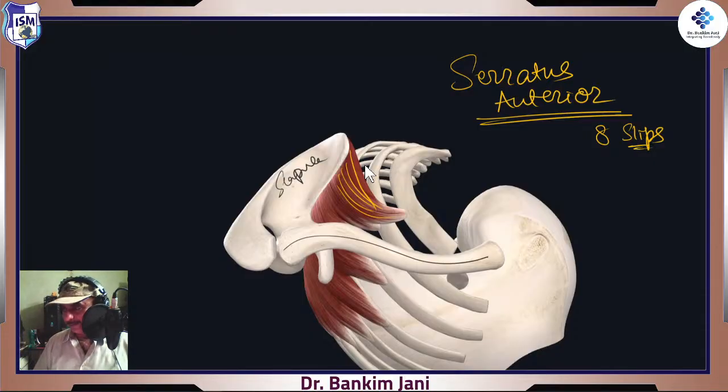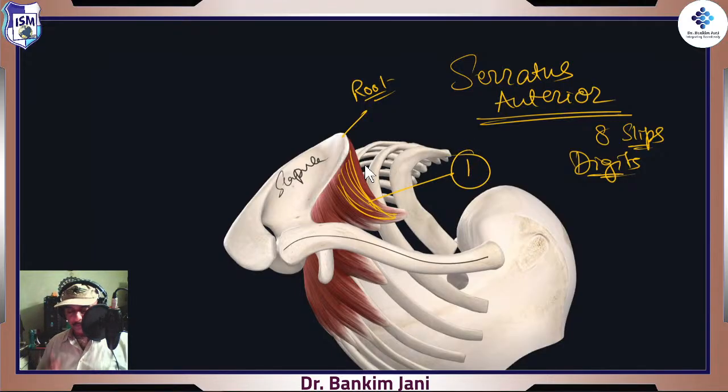The best answer is digits. It has got 8 digits, right? Like 8 fingers. This is root of spine. So that was the spine. This is root of spine, just the point, the end of the spine. So from root of the spine, we have digit number 1. So we'll just say 1 of serratus anterior. Remember, there are 8 slips or 8 strips or 8 digits.